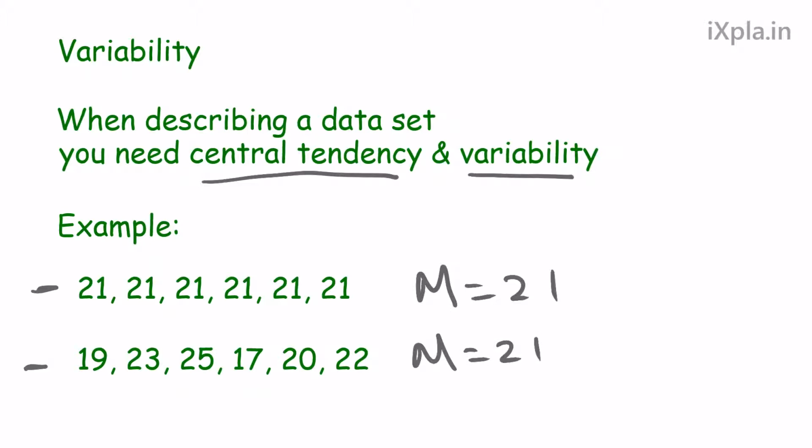So if we only used the mean, if we only used a measure of central tendency, we wouldn't be able to differentiate between these two sets of numbers, other than listing them, which obviously if it was a very long list, would be very hard to do. So what would be nice to have is a measure that reflects how different the scores are from each other.